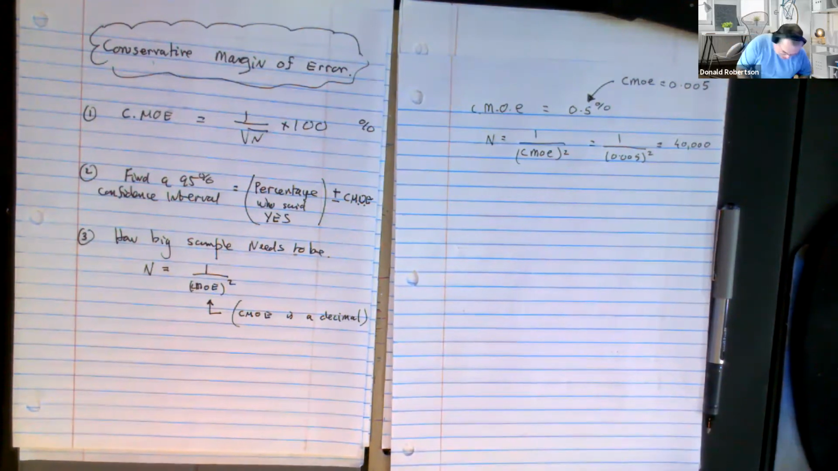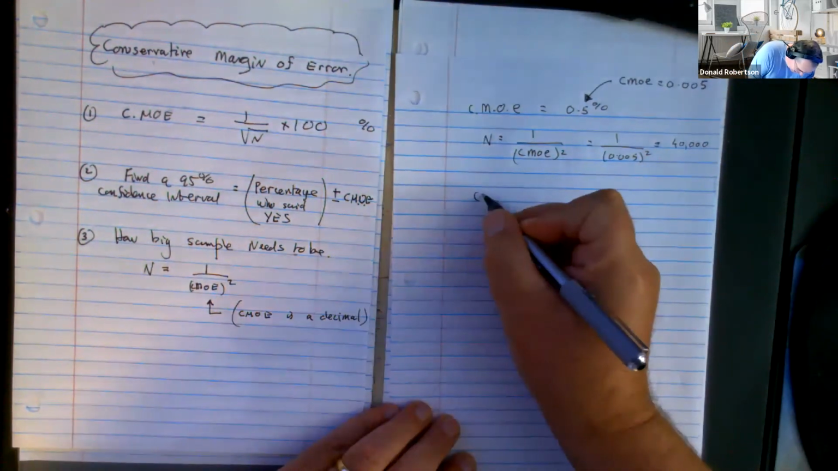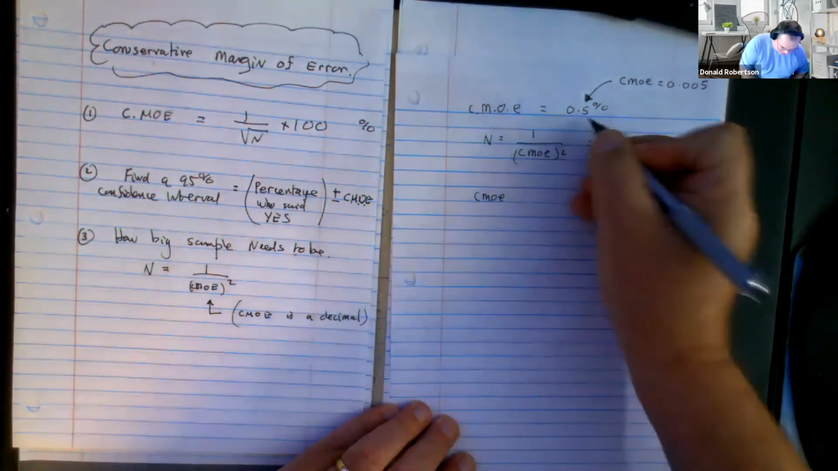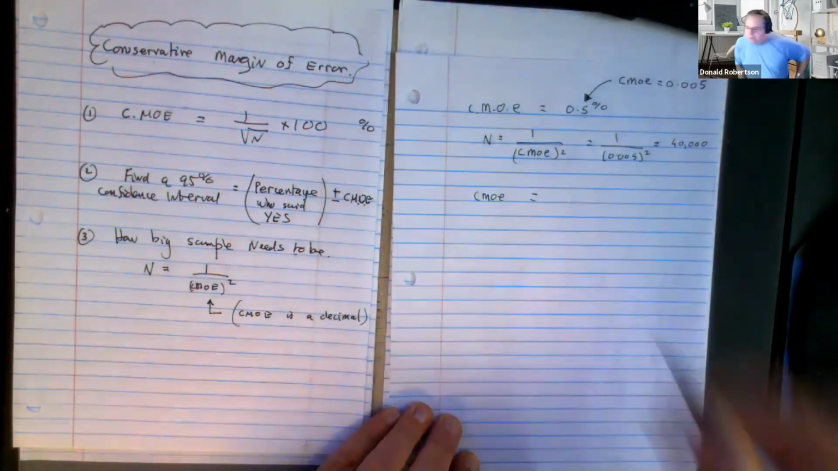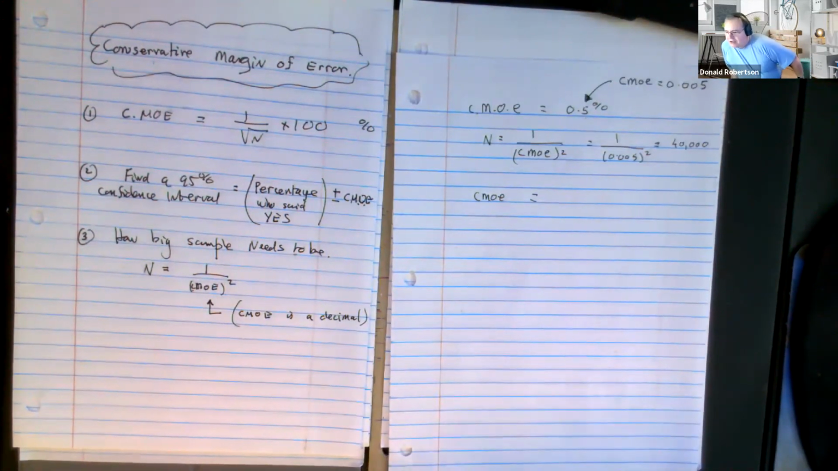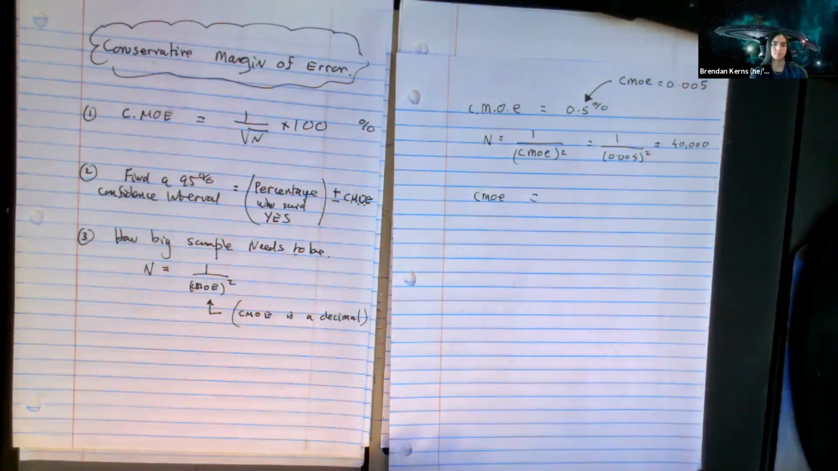Somebody give me another margin of error. A bigger one than that, just so we can do this calculation again. Pick any number bigger than 0.5%. 1.5. 1.5%.